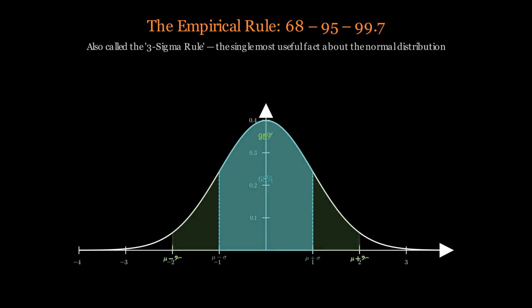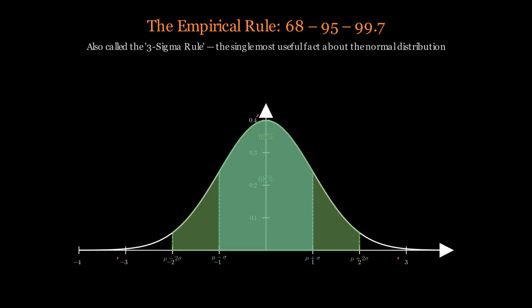This is why the 95% confidence interval is so widely used in statistics. It maps directly to two standard deviations in a normal distribution. In our height example, 95% of people are between 150 and 190 centimeters.